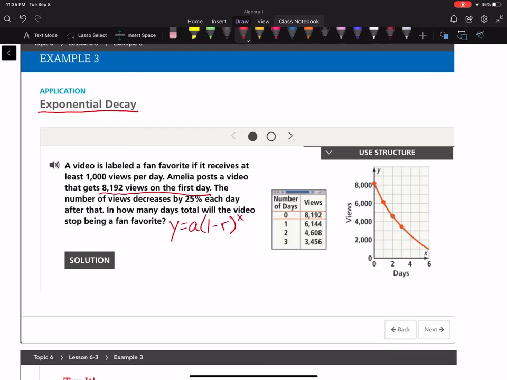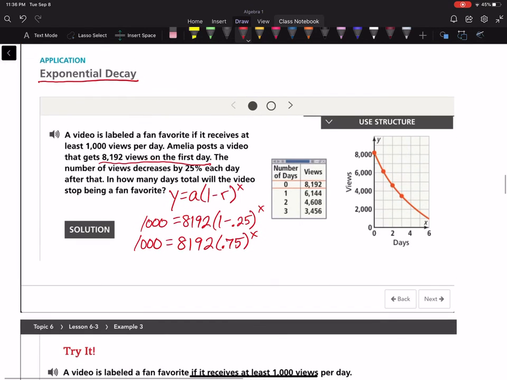So here, let's see here. We know I need 1,000 to equal, A is how much it started out with, so 8,192 views, times 1 minus my rate, 0.25, 25%, to the x power. So 1,000 equals 8,192 times 0.75 to the x power. Now, that would be pretty hard, except we can use our calculator, and we can find about where it would be 1,000.